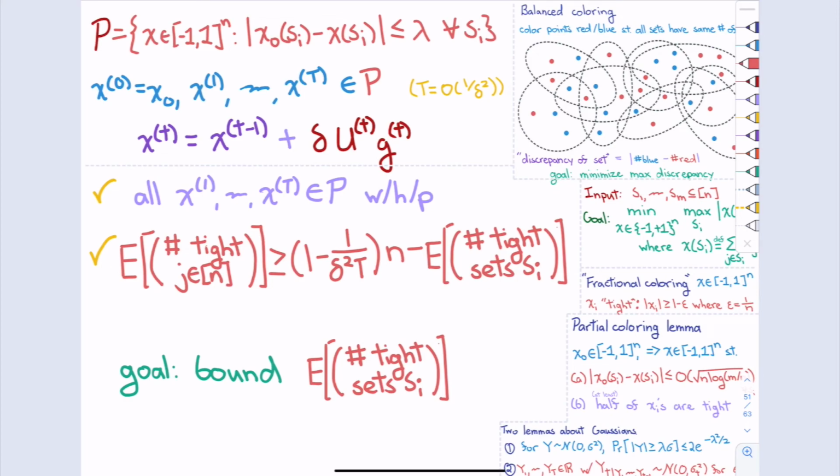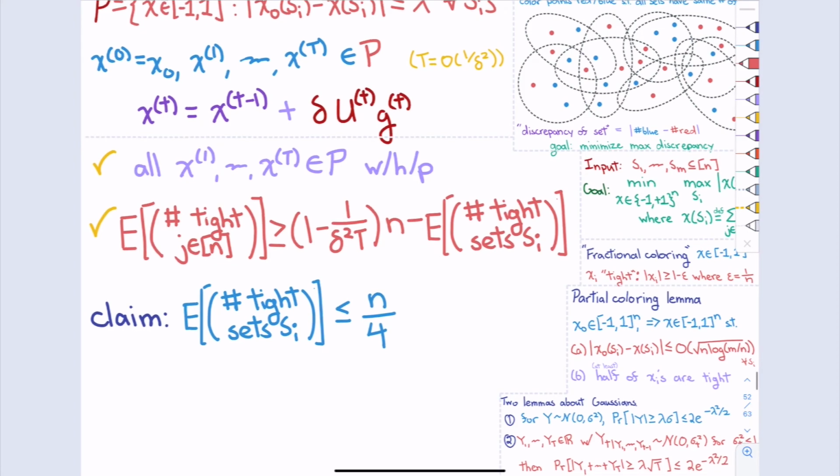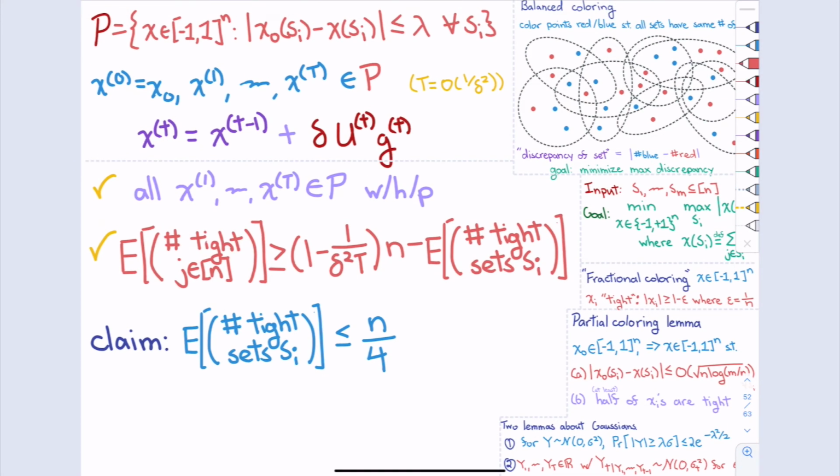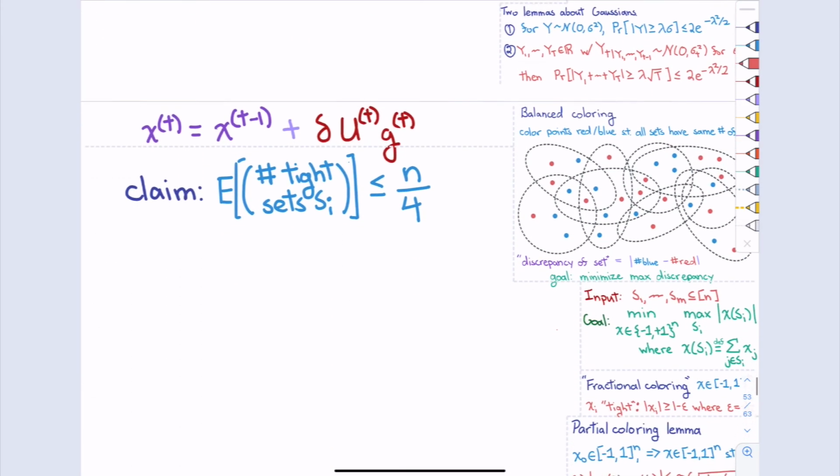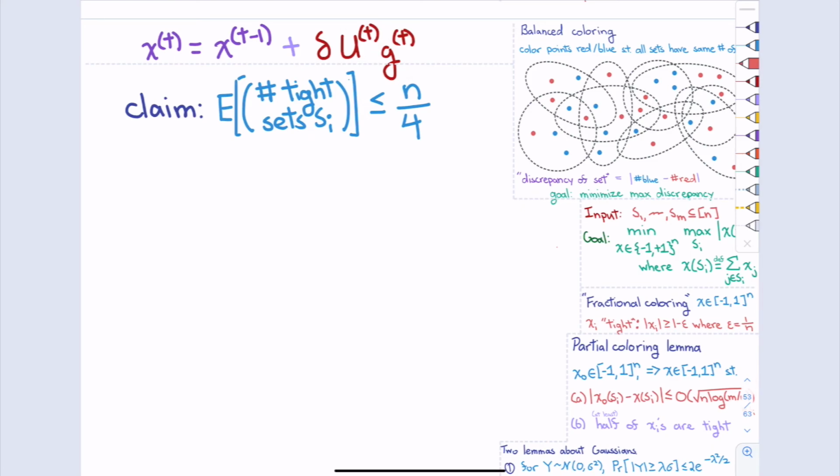All right, so after that point, now our goal is to try to bound the number of tight sets S_i. That's what we've reduced it to. So let's see what's coming up. The claim is that this thing is going to be at most n over 4. Does anyone want to guess at a high level why this might be true?